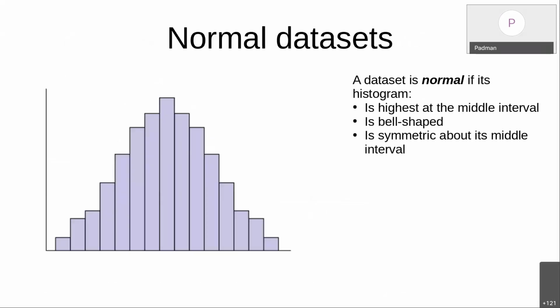Then we'll talk a little bit about a data set which is normal. A normal data set is one whose histogram looks like this. It is highest at the middle value. It is bell shaped. That means both sides are kind of symmetric, and it decays from the middle. Bell shape is for the continuous case.